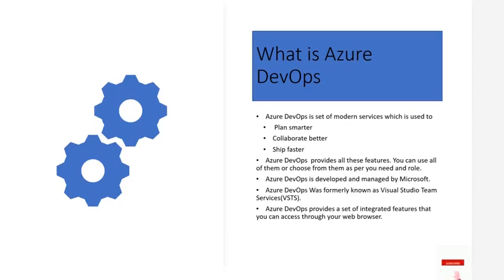The third point is that Azure DevOps is developed and managed by Microsoft. That's why we can say Azure DevOps is a very fast, very secure and reliable product for DevOps. And the fourth point is that Azure DevOps was formerly known as Visual Studio Team Services. If you are not new to .NET development, then you must know about VSTS. Earlier it used to be VSTS. Now Microsoft has changed its name and it is named Azure DevOps.